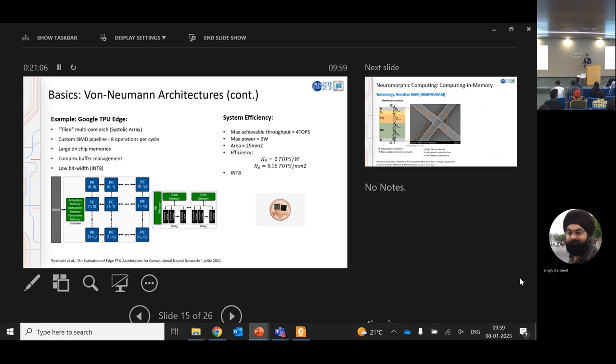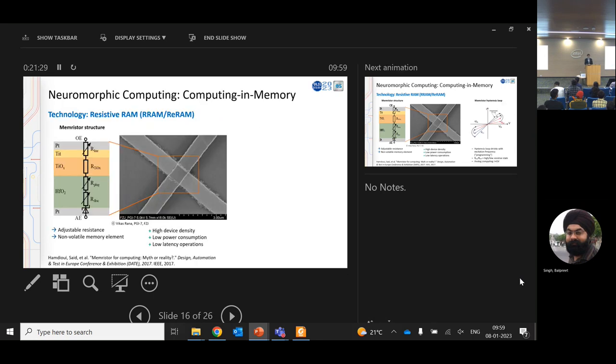So what you can see is the current state-of-the-art design. And essentially, you still have to move all that data from your DRAM into the system and back. This is one of the core bottlenecks, as we saw in the first slide, where your system is basically memory bound at the top of your roofline plot. And to solve this, one of the technologies in neuromorphic computing, and this is the technology we are going to focus on today, is computing in memory.